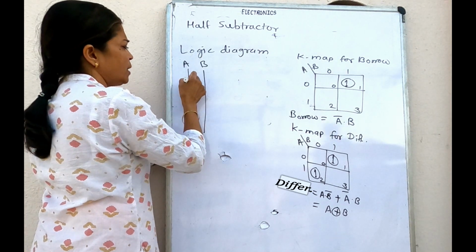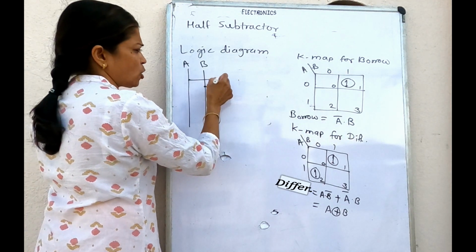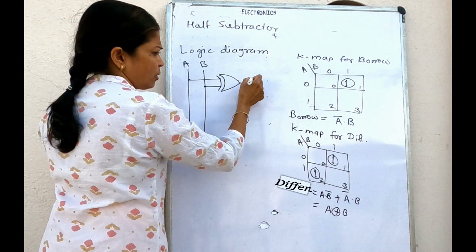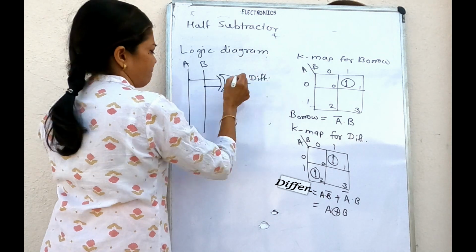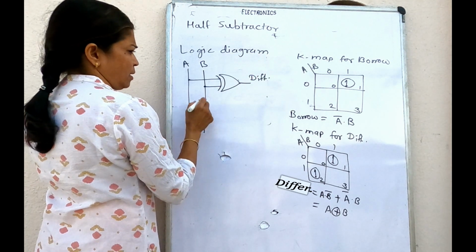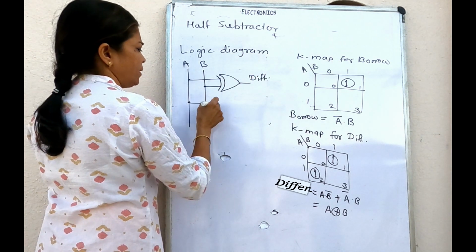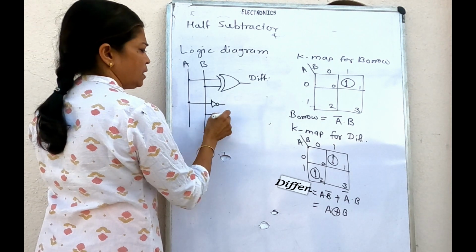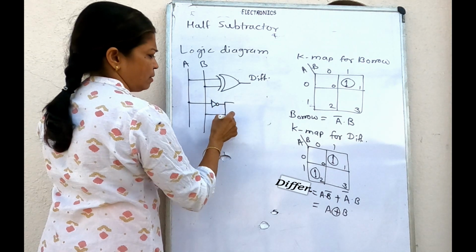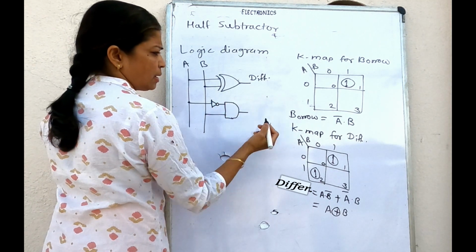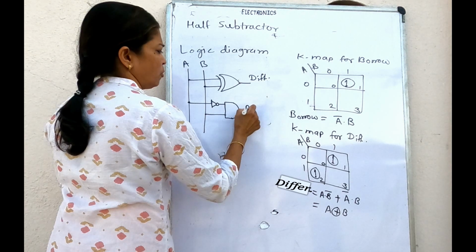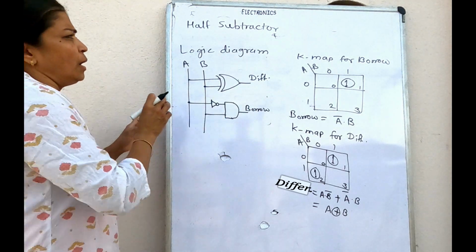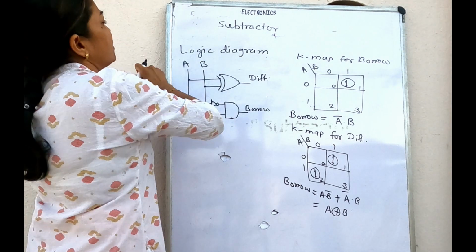Input variables A, B, A XOR with B, we have as the difference, and here A complement and with B as the borrow. Next we will go for the full subtractor.